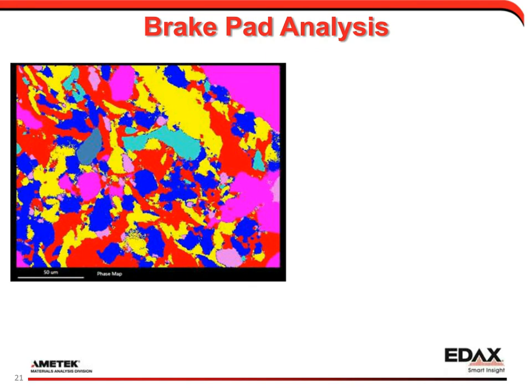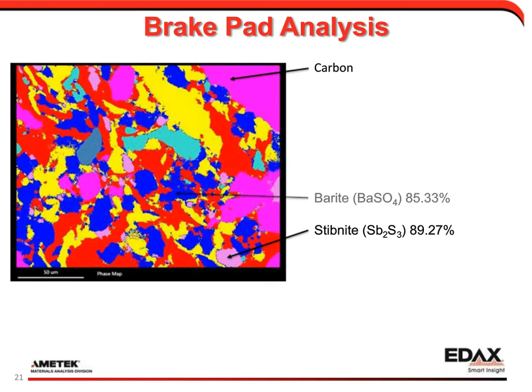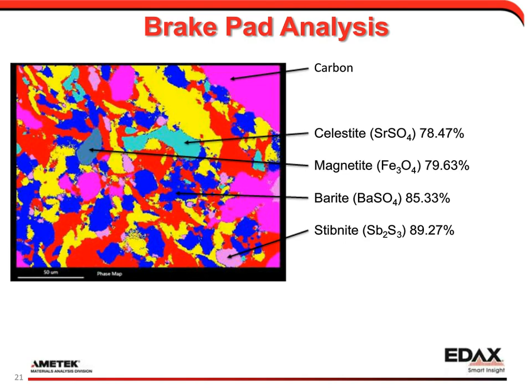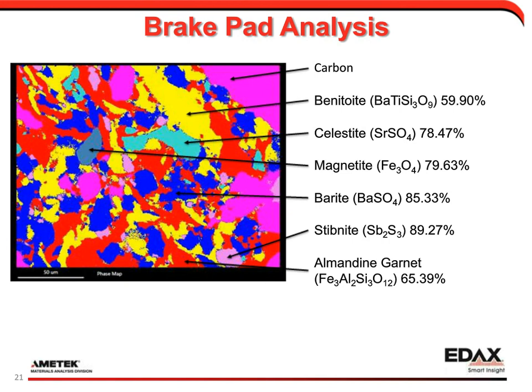Carbon, we don't need to do a match on that. We find a stibnite particle down here in the lower right corner, quite high confidence. Still see our barite here in the blue phase. We find a magnetite particle in there as well. The celestite again, some almandine garnets, and benitoite. So by extracting the spectra from our phases and matching them up to our library, we can quite easily go in and identify not just the composition, but the actual compound that identifies that region.